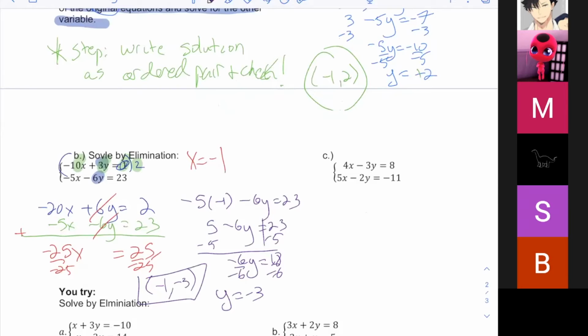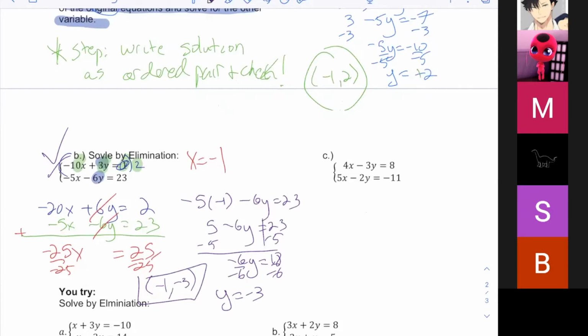And before I put it in the box, I should have done this. Okay, so let's see. That's 10 minus 15. Or 10 minus 9 is 1. Okay, that works. 5 plus 18 is 23. That works. Okay, so this is the right answer.